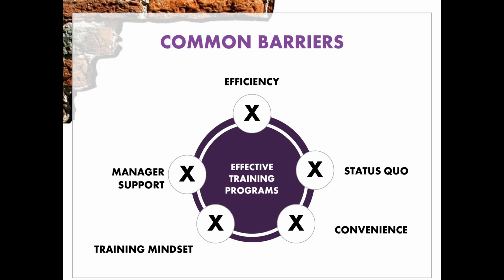So here are the 5 barriers. Efficiency, the status quo, convenience, and we'll talk about a conspiracy of convenience in just a second, a training mindset, which ties right into what we're talking about now, and manager support. So let's dive into these one at a time, and we'll explain each of them.